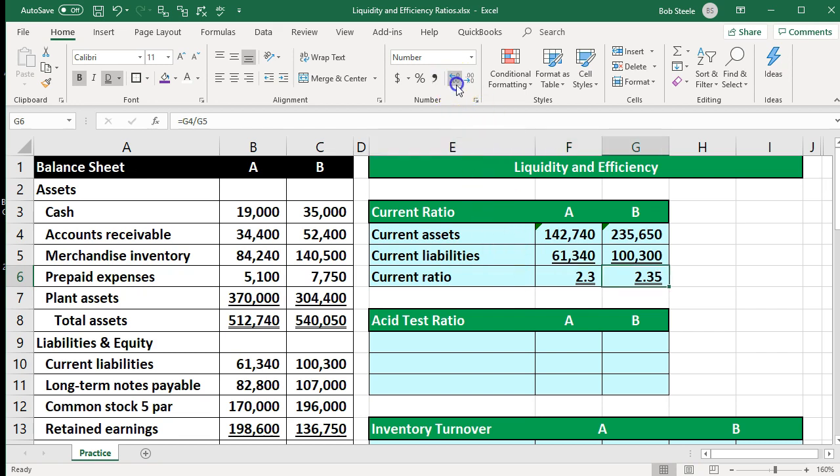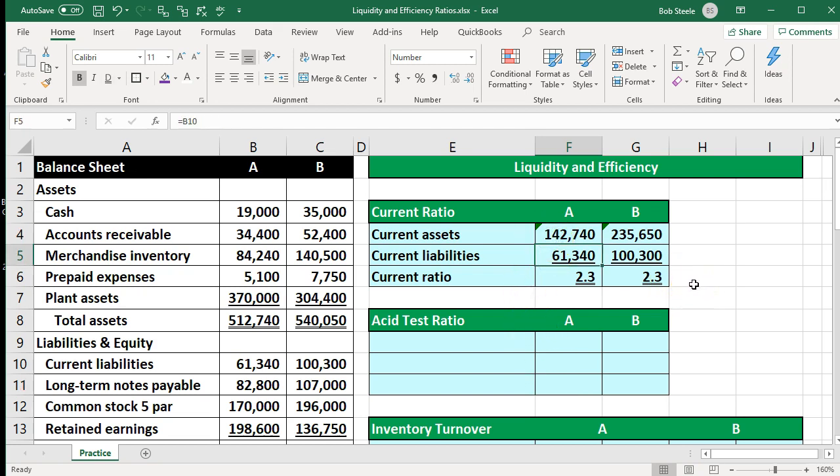Now note, some of these won't come out even. If we add decimals, just be aware of that all the time. You're always going to have to be thinking, what is this problem doing? What decimal point is it asking me to go to within the problem? You're always going to have to consider that as you go through these. Then we're going to go to the acid test ratio. Now, if you consider this ratio, note what we're thinking here.